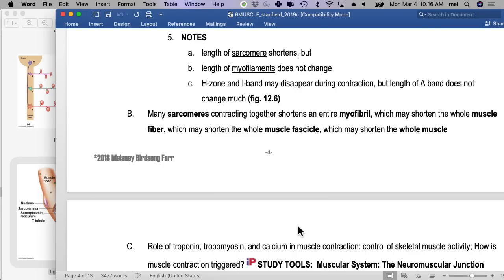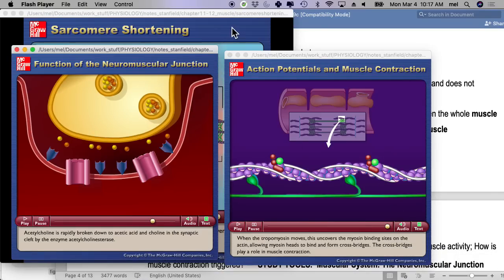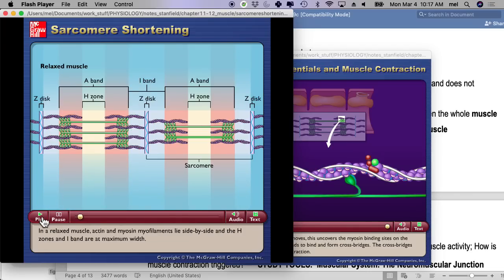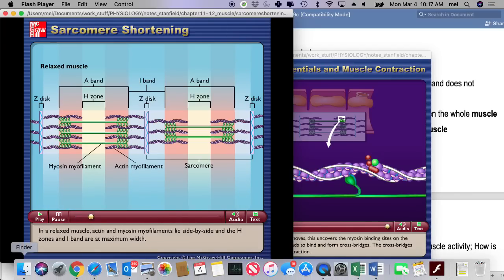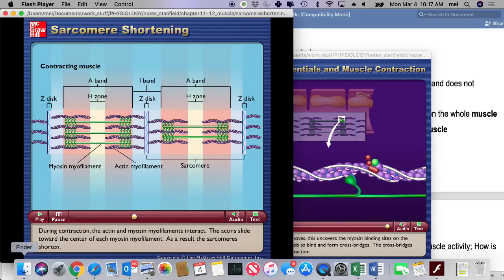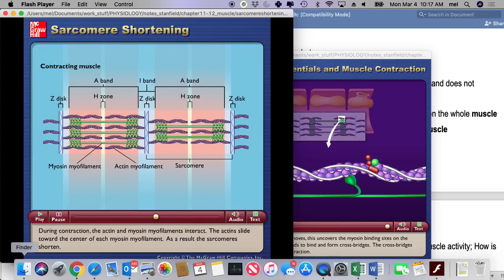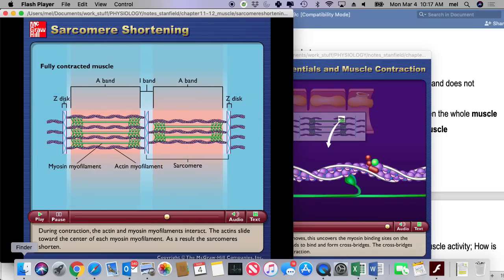So let me just show you briefly to confirm what you guys told me. When you have sarcomere shortening, you can see that the A band doesn't actually change, the H zone and the I band will change. Ready? Wiggle, wiggle, wiggle, wiggle. That's the sound effect. When it's maximally contracted, the H zone can completely disappear. Good? And then it's going to relax back to its original position.